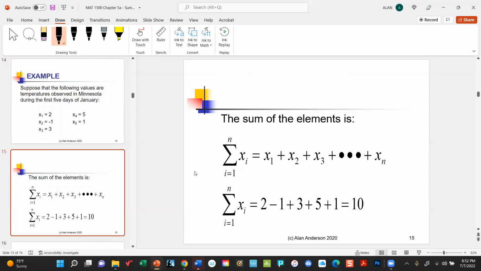Since we have 5 elements, I add them up and I end up with a 10. Okay, so this is x1, the first day's temperature, x2, x3, x4, and x5. Actually, over here, I could have written this with a 5 because we know how many elements there are, but that's fine. So the summation operator very simply says, add up all those temperatures and you end up with 10.